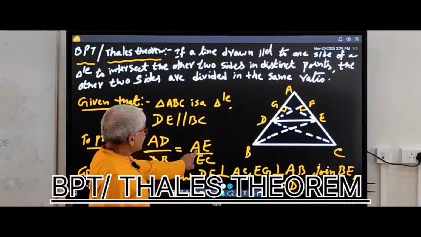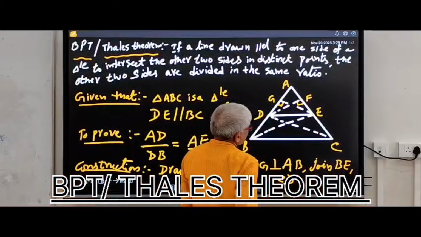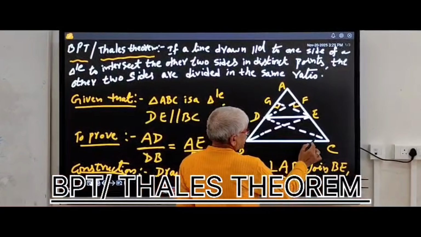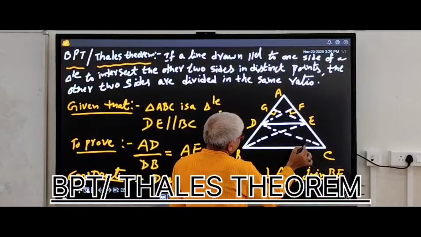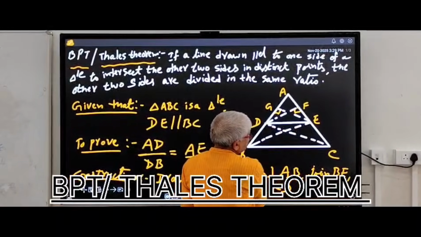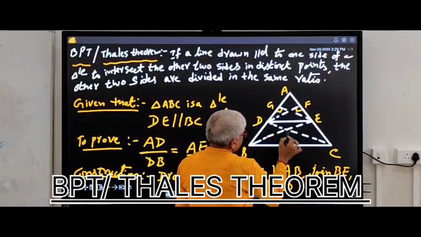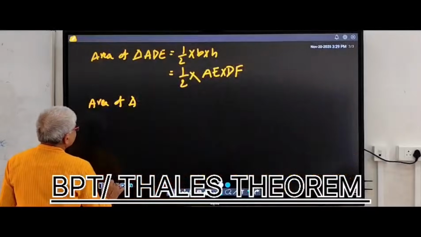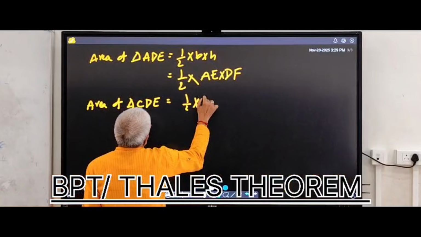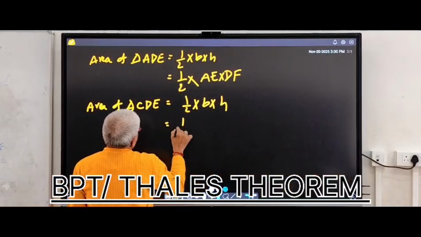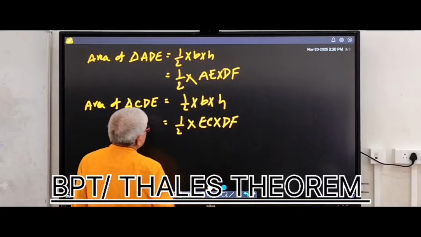What I require now? I got AE. Now I require EC. Where is EC? EC is in this triangle. So what triangle I have to choose now? Where is the height on EC? If I take this triangle CDE, this becomes an obtuse angle triangle. So I have to take triangle CDE. So area of triangle CDE is equal to half into base into height, that is nothing but half into EC into again DF.